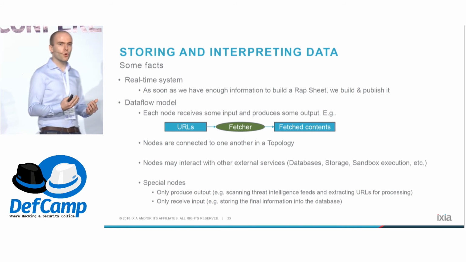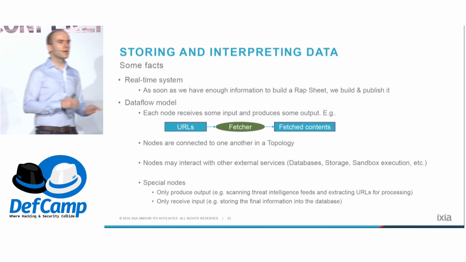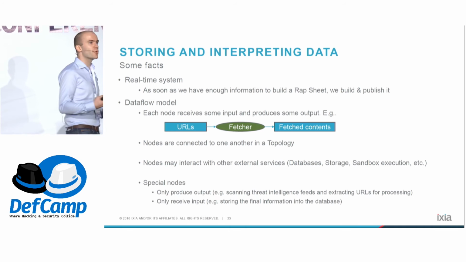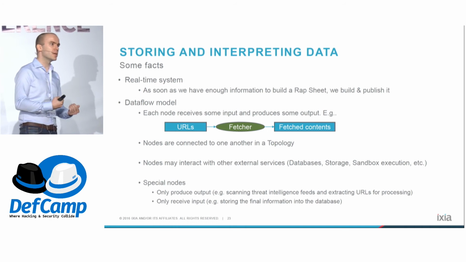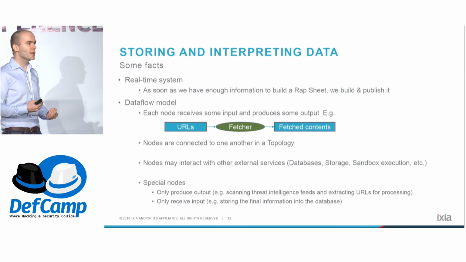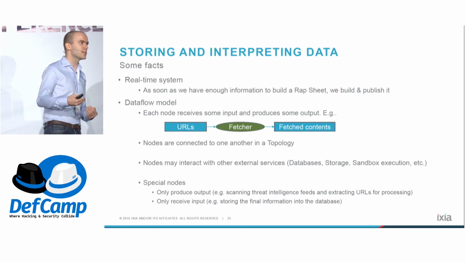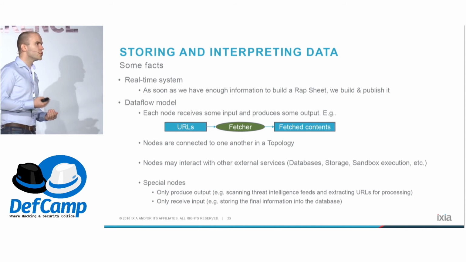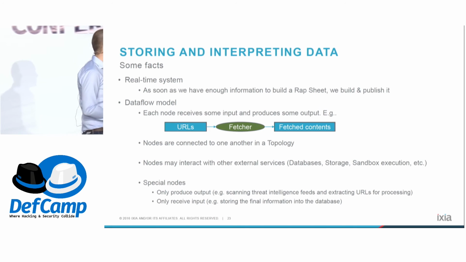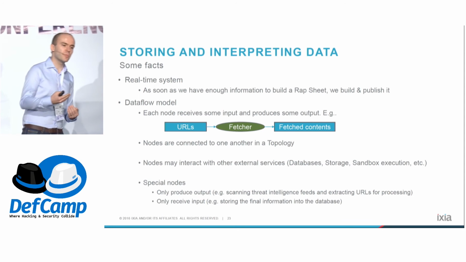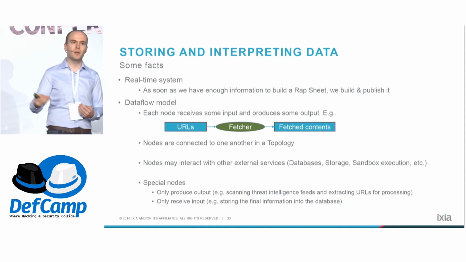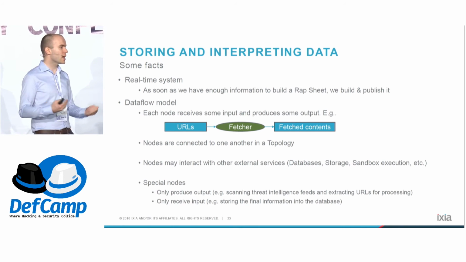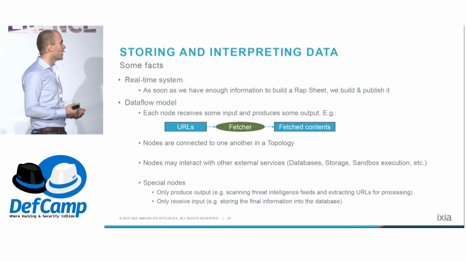The nodes can also interact with external services like databases, storage systems, Sandbox execution. For example, we have something called the Sandbox analysis component, which, based on information about the binary, will choose which VM in the Sandbox to submit it to. So for example, if the file is an Android APK, it will choose a VM for Android. Or if we've determined via static analysis that it's using some specific Windows functions, we will submit it to a VM running Windows at the specific version required for those functions that it's using.